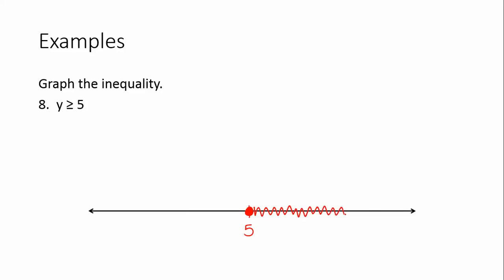Again, we're talking about the values greater than or equal to 5. So everything to the right is going to be greater than or equal to 5. Or again, you can look at the way the symbol points. It looks like it's pointing to the right, so we shade to the right. And again, for the third time, that only works if the variable is on the left-hand side of the inequality.